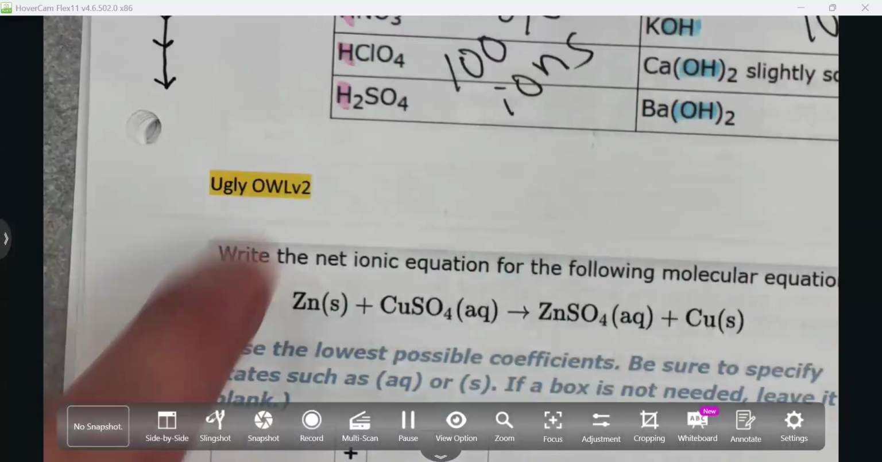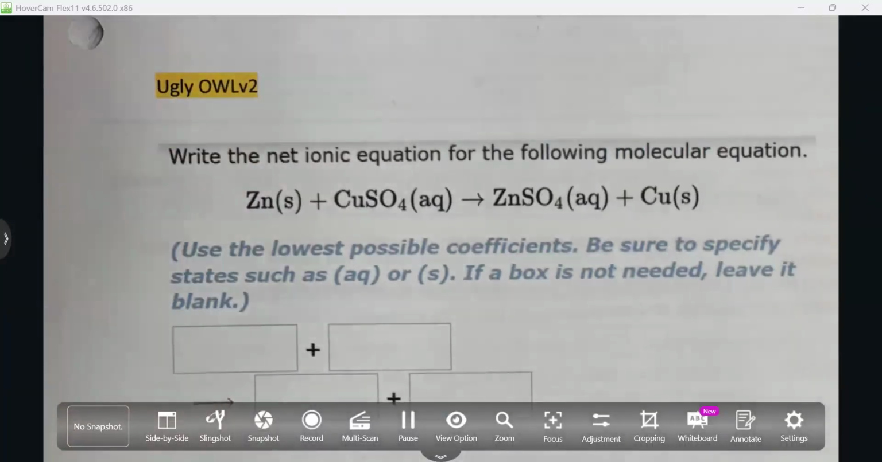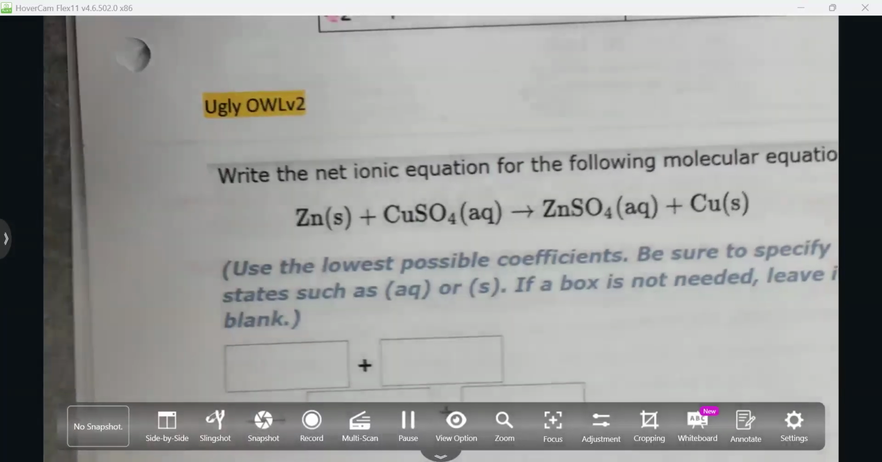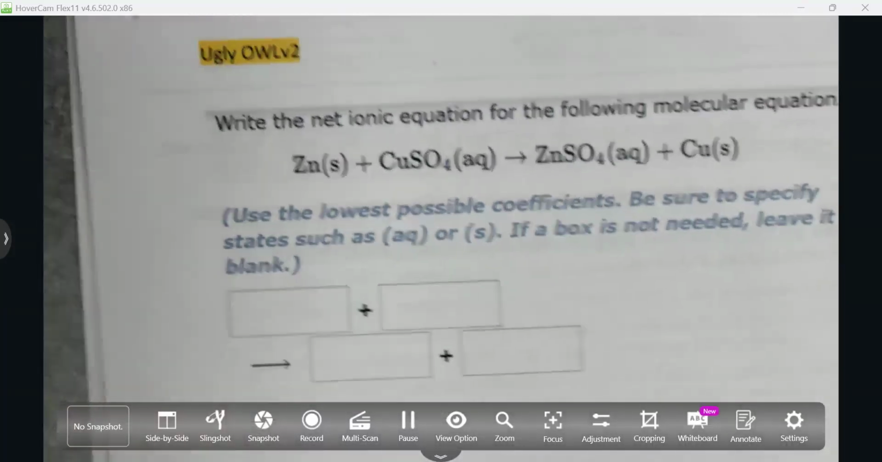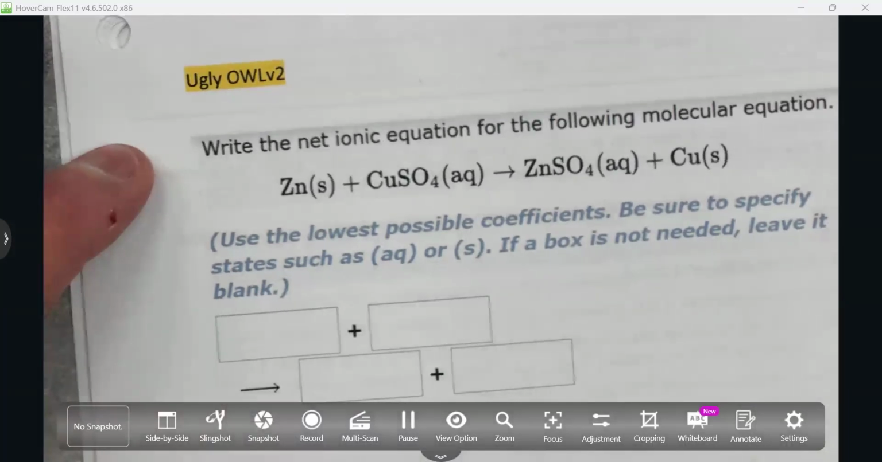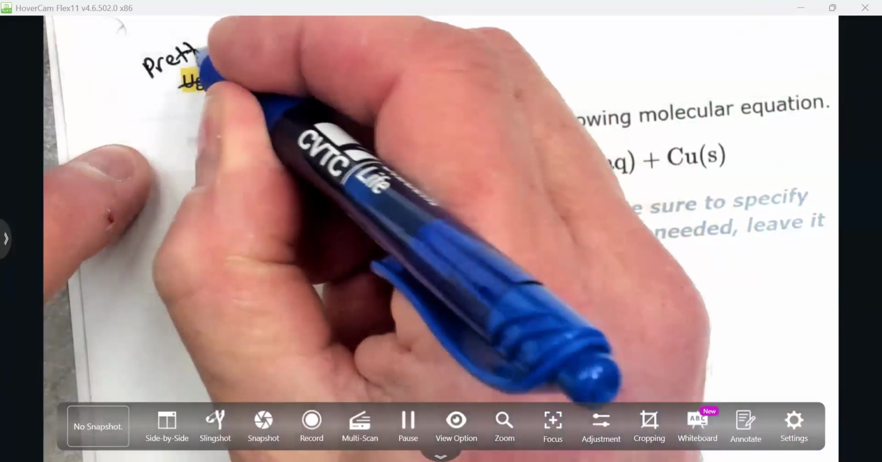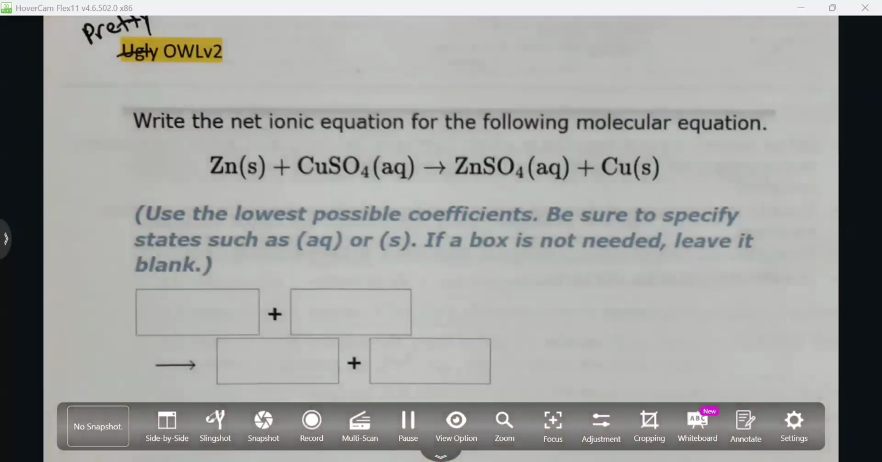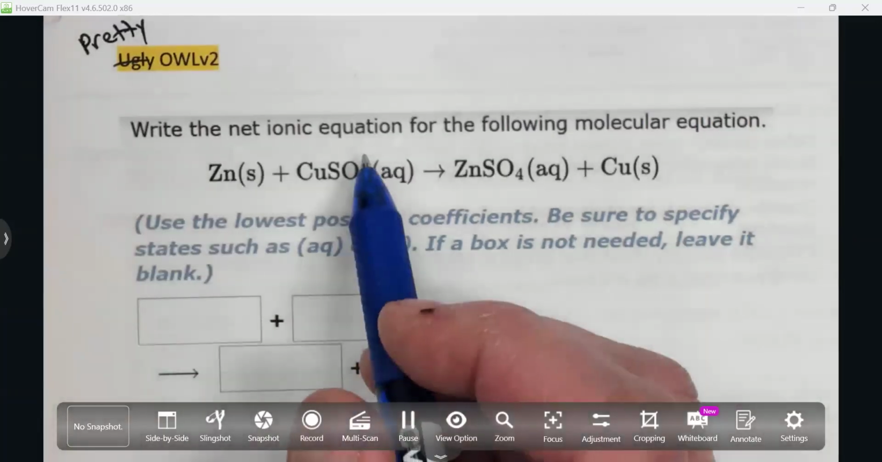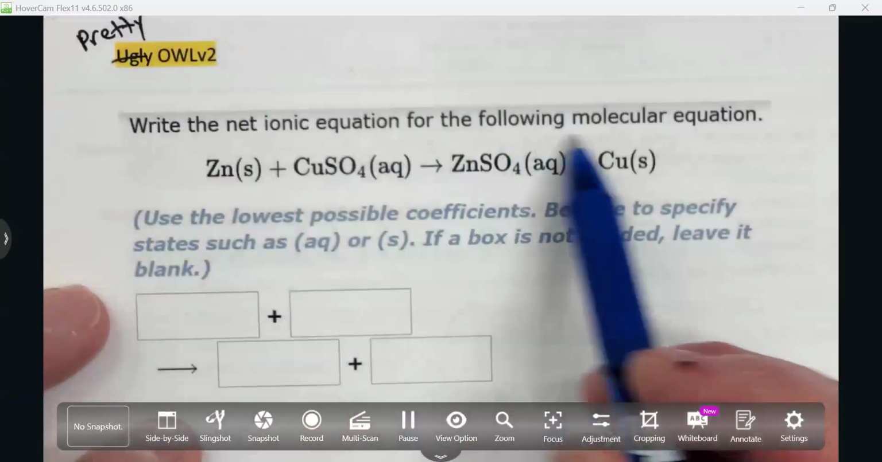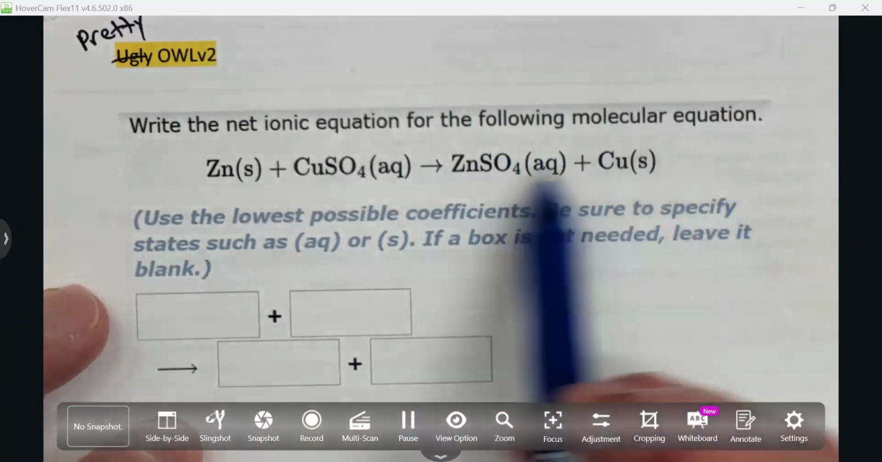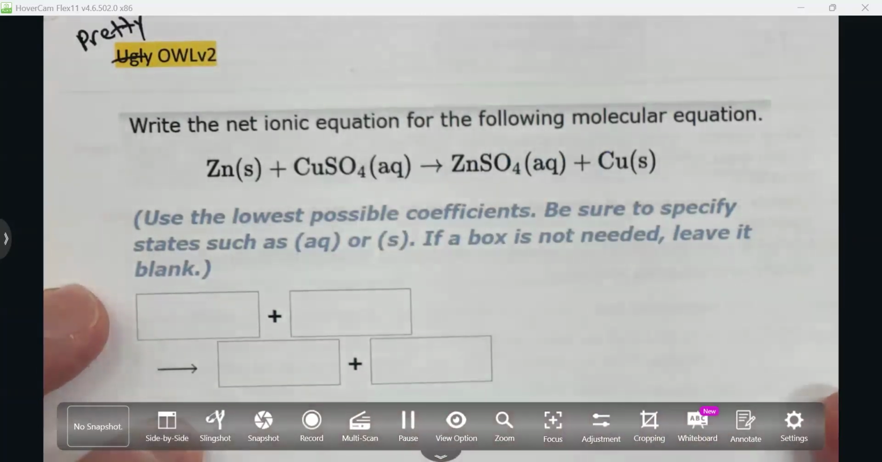All right, let's do an example here. I've entitled this Ugly Owl. This isn't bad at all, though. This is not Ugly Owl. No, this is. I got to change it. I'll put ugly on the next one, maybe, but this is a pretty owl question. Now, it says, write the net ionic equation for the following molecular equation. Is that all balanced? Oh, yeah.